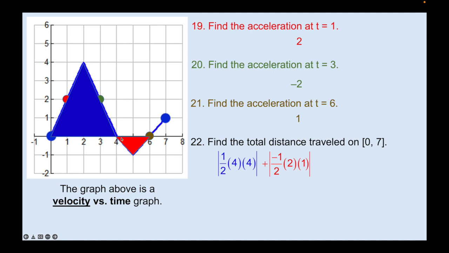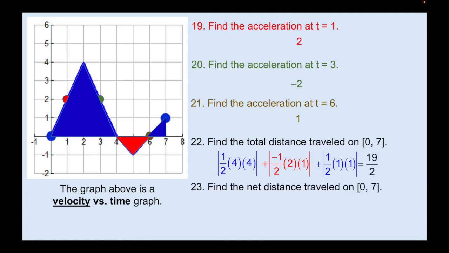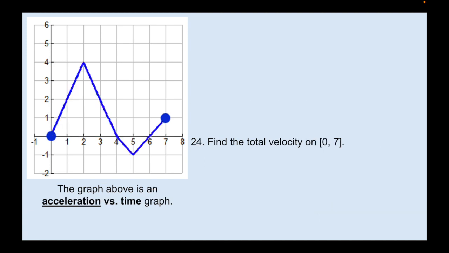1/2, and then base is 2. In this case, it's going to be negative, and then the base is 2 and the height is 1. And then for my final piece, it's 1/2, the base is 1, the height is also 1, and we'll calculate as such, and that should give us 19/2. And then for 23, if they're looking for the net distance, and again, we've done this problem previously, it was just presented in a different way. This one, when I get rid of the absolute values, is going to be 15/2.